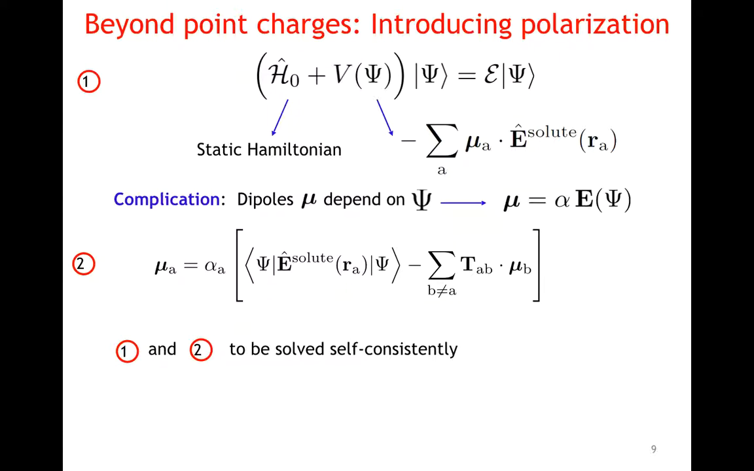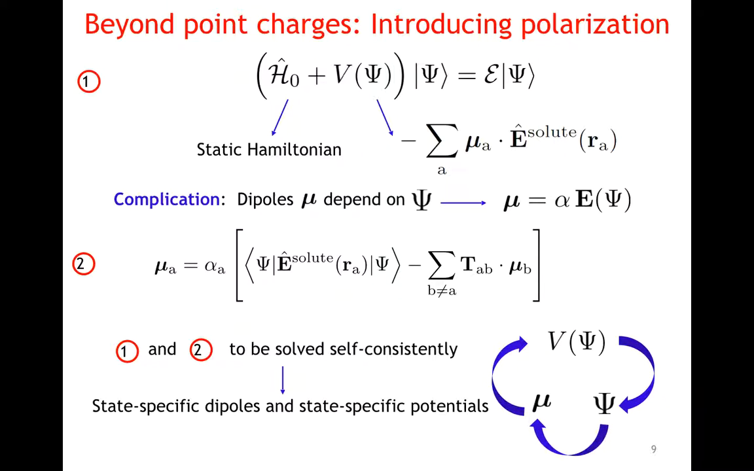So we have here clearly a problem of self-consistency between equation 1 and equation 2, and we have to proceed doing self-consistency cycles, and this eventually leads to the generation of state-specific dipoles and state-specific potential. So in practice, we start from a certain wave function, we induce the dipoles from this wave function density. These dipoles generate an external potential, and on this external potential we re-optimize the wave function until the cycle is brought to self-consistency.